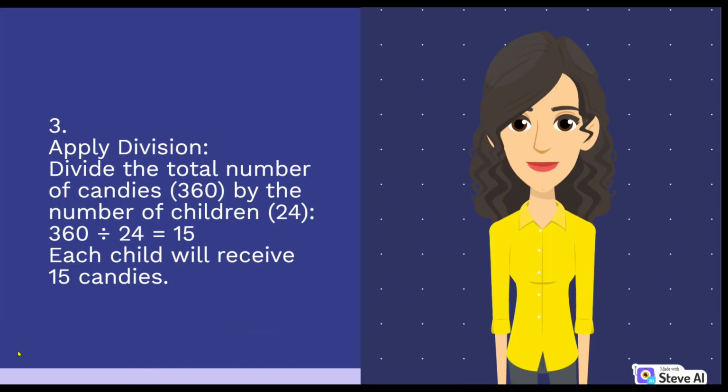3. Apply division. Divide the total number of candies, 360, by the number of children, 24. 360 divided by 24 is equal to 15. Each child will receive 15 candies.